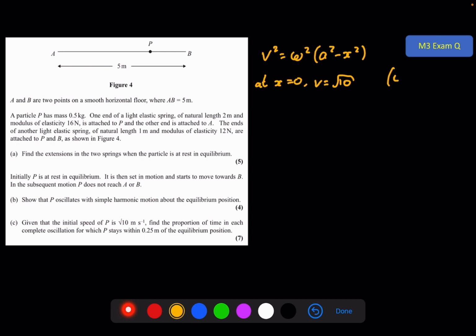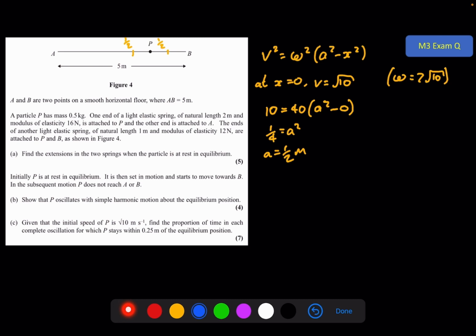We also know that omega is equal to 2 root 10 from part A. Putting these in, we get 10 is equal to 40 a squared minus 0, so 1/4 is a squared, therefore a is equal to 1/2 of a meter. So it goes from half a meter over here to half a meter over here, and that's the full oscillation. What we want to know is when it gets to 1/4 of a meter.